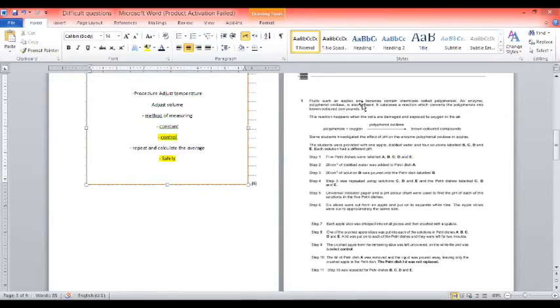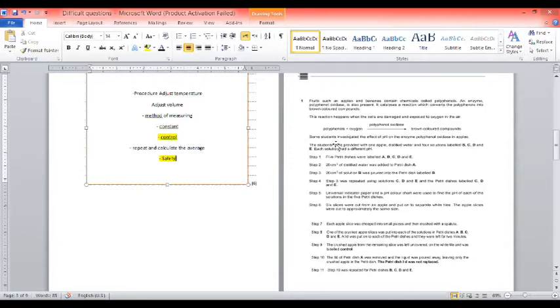So this reaction will focus on enzyme action. Okay, polyphenol plus oxygen, in the presence of this enzyme, will turn into a brown colored compound. So some students investigated the effect of pH on the enzyme. This is the idea of our investigation: whether a change in pH will affect this action.